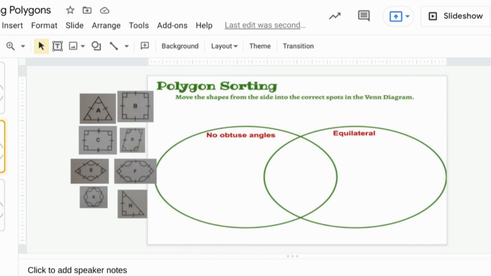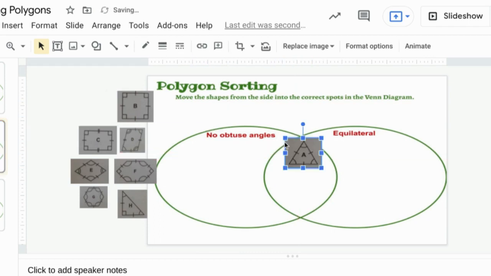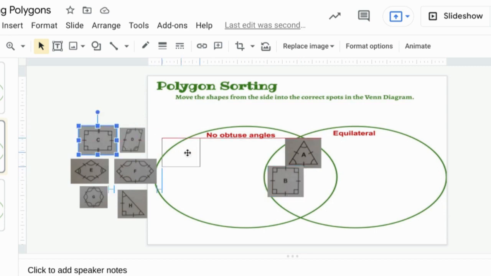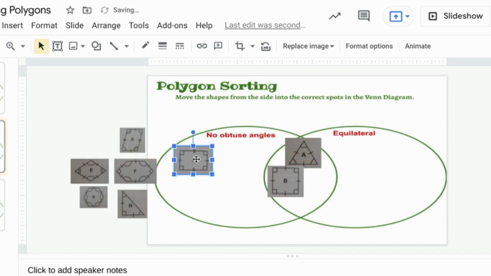All right, our second one is we've got no obtuse angles on the left, equilateral on the right. Remember, equilateral means all the sides are the same length. So we start with A. It is equilateral. They're all marked the same, and I don't see any obtuse angles, so it has to be in the middle. B, it's equilateral again, and no obtuse angles. C, it is not equilateral, but it does have no obtuse angles, so it is here.